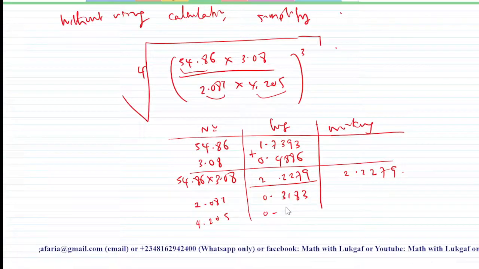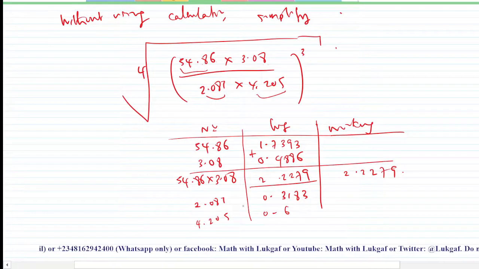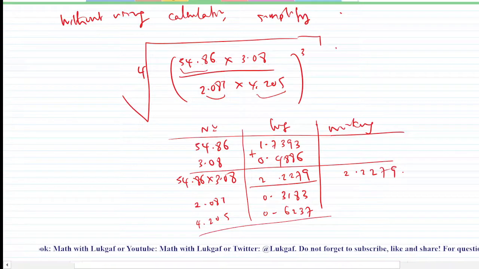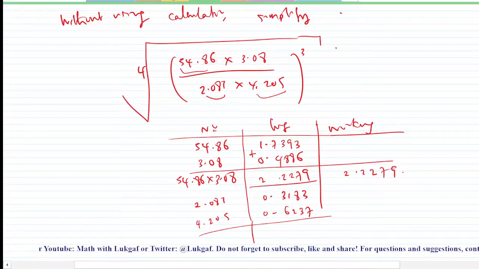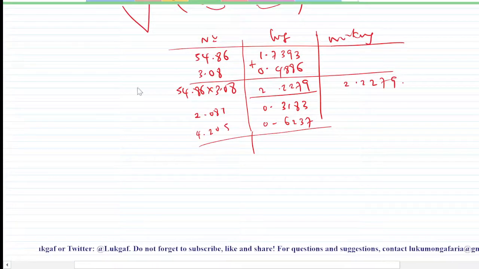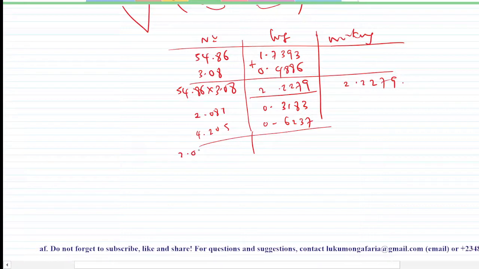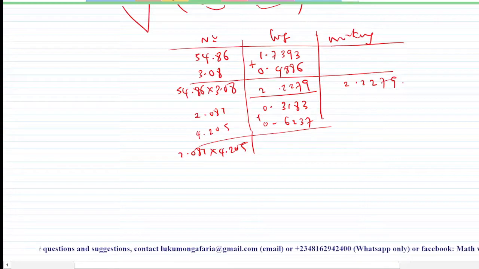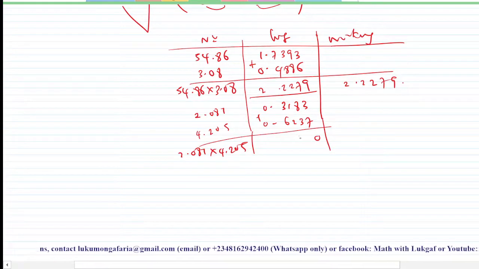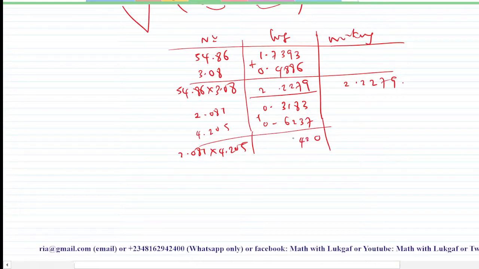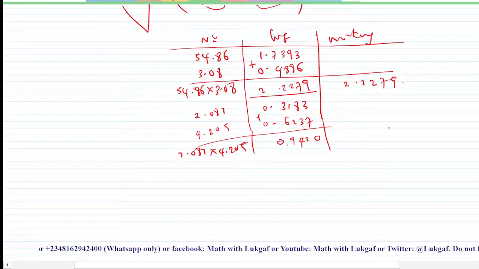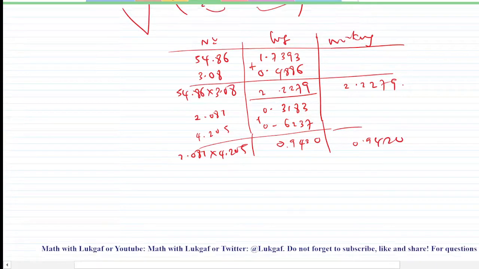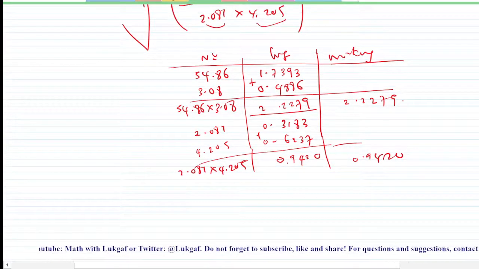You have 6237. Since we are to multiply, so it means your denominator, so that is 2.081 multiplied by 4.205. You are still going to add it. That's 0, 11, that's 12, 4, 90. So that gives you what? 0.9420. Don't forget, you have to follow your BODMAS. We are done with the numerator as well as the denominator.